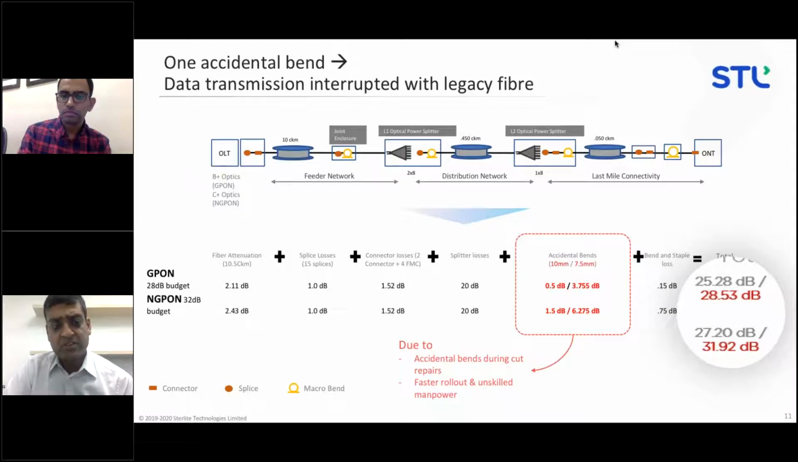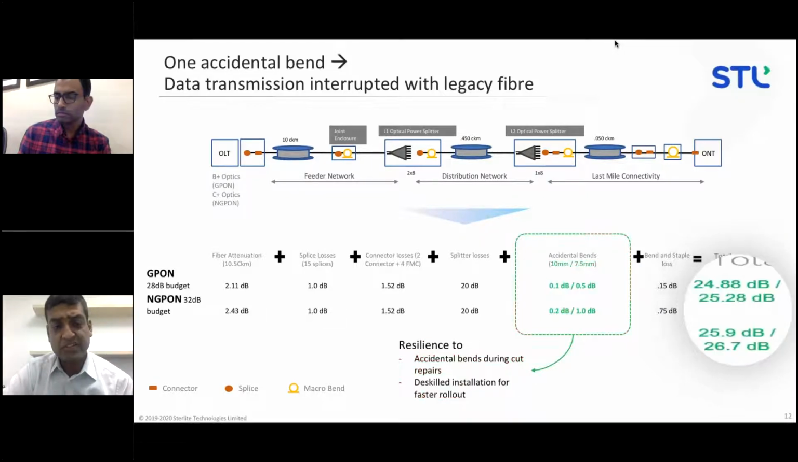Now, just as a matter of contrast, I would like to show you what happens when we put in a fiber like G.657A2, which is a bend-insensitive fiber. What we have shown over here is that every aspect of that loss tree is exactly the same, except for the accidental bend. G.657A2 is much more forgiving, and what we see over here is that the loss due to a bend is about 1/7 to 1/10 of that of G.652D.